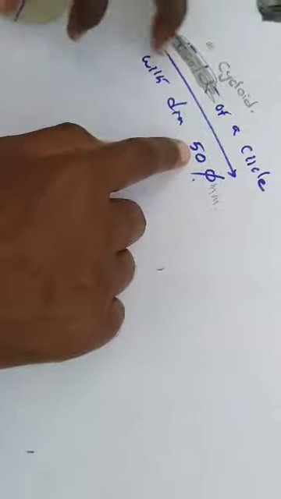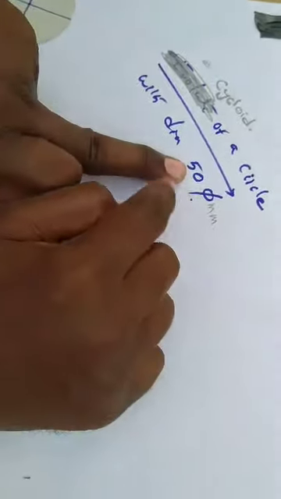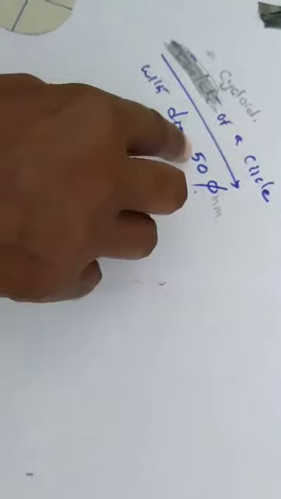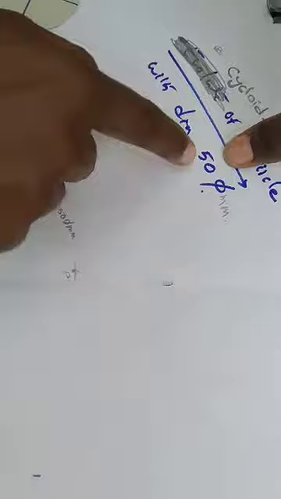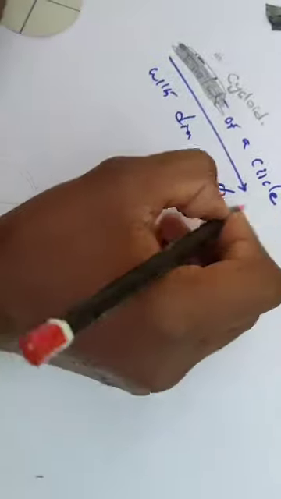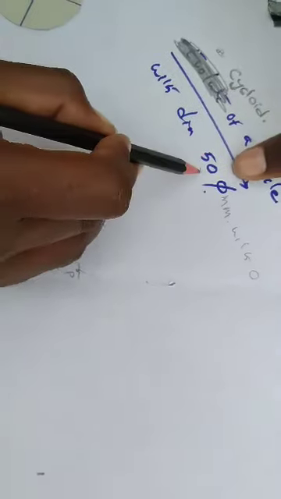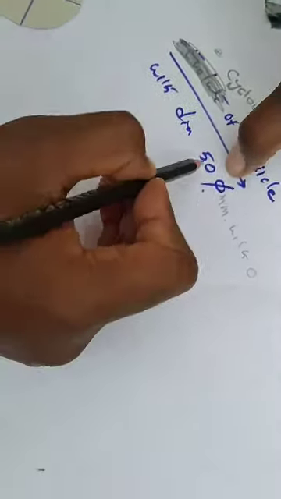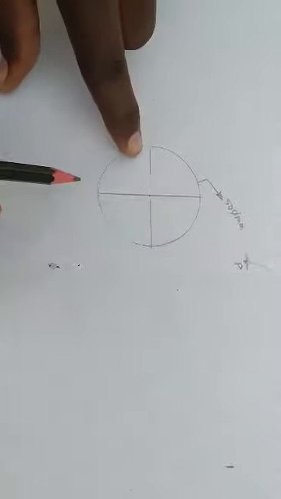We will discuss how to construct a cycloid of a circle. A circle of 50 mm diameter is moving without slipping on its baseline. Draw its cycloid. This is the 50 mm diameter circle.